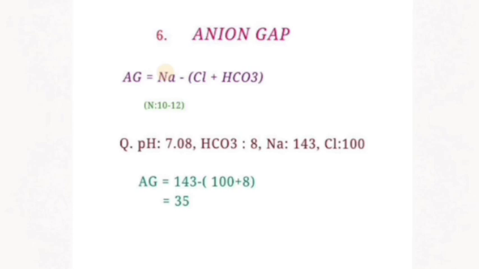Moving ahead, we'll look at anion gap questions. The formula for calculating anion gap is all the positive ions minus the negative ions. So sodium minus chloride and HCO3. The normal value is 10 to 12. Now if there is a question in which the pH is 7.08, HCO3 is 8, Na is 143 and chloride is 100, when you calculate you get 143 minus 100 minus 8. So the answer will be 35. Now since 35 is much more than 12, it is a high anion gap.